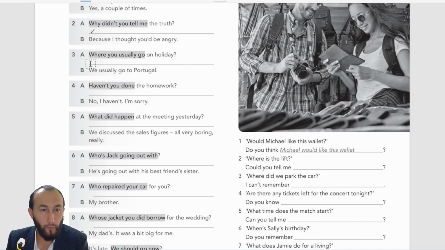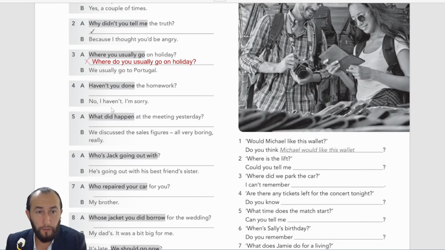So let's write it down. Where do you usually go on holiday? That's it. Where do you usually go on holiday? We usually go to Portugal. So because that was wrong, I need to put a cross here, right? I'm going to put it here like that.